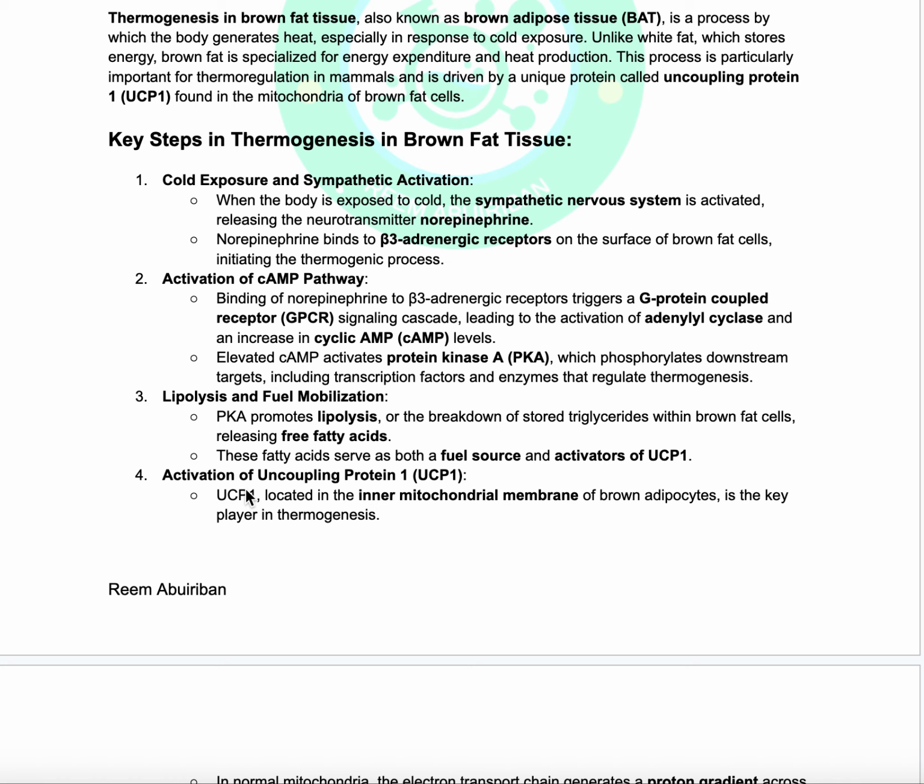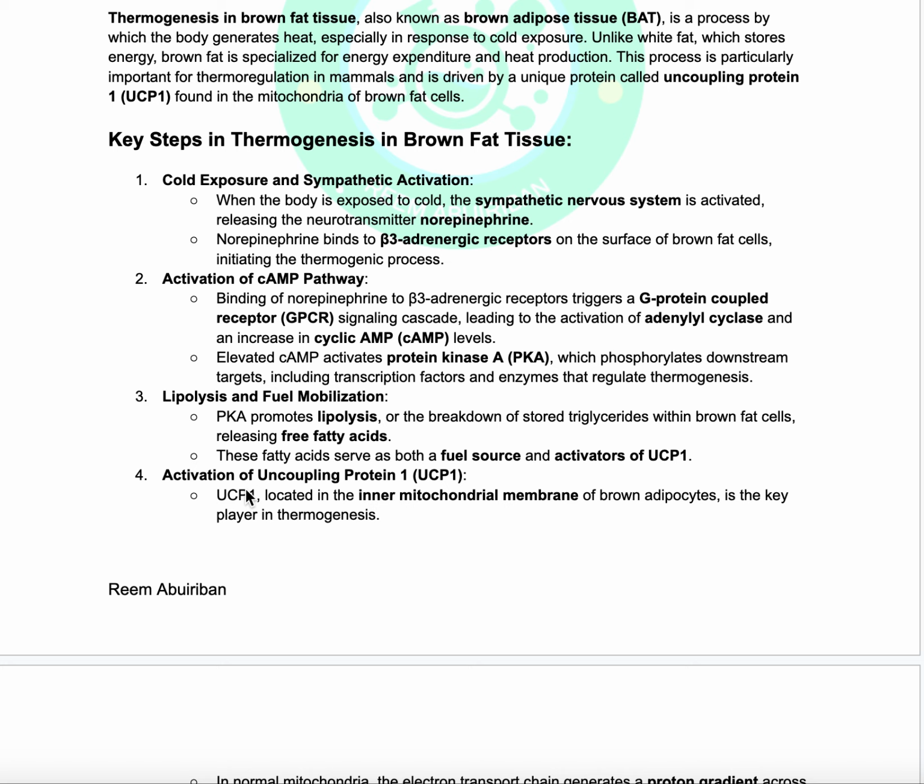So the cause is cold exposure. The cold exposure activates the sympathetic nervous system. The sympathetic nervous system increases the release of norepinephrine. Norepinephrine binds to the beta 3 adrenergic receptor present on the surface of the brown fat cells.